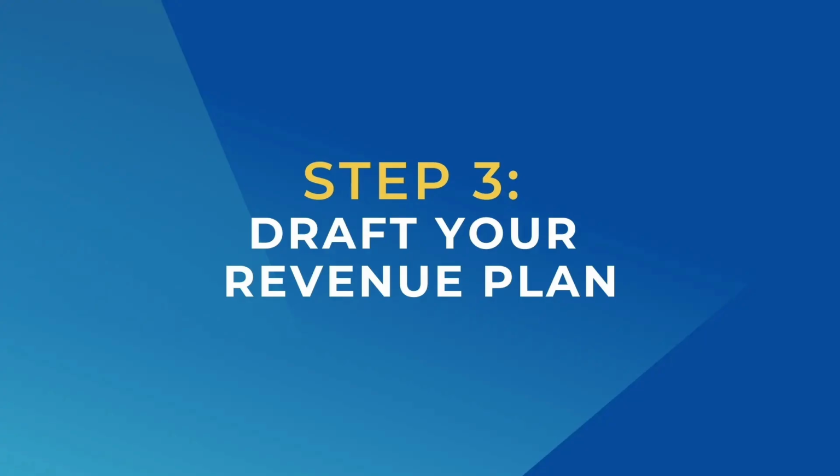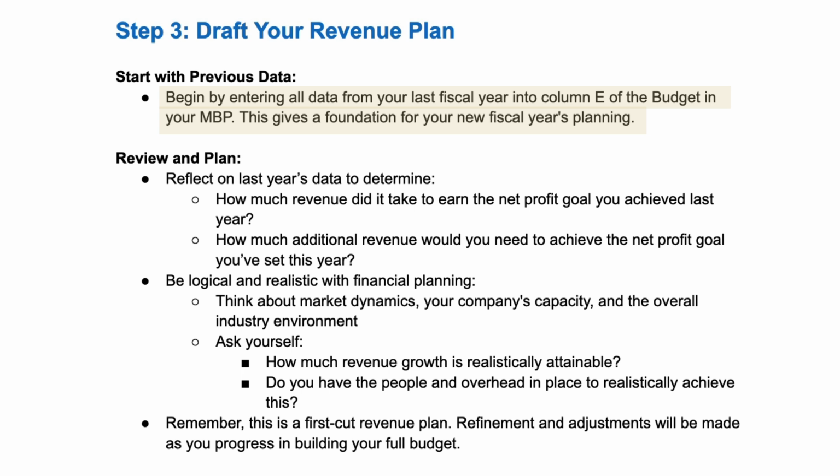Step 3 is to draft your revenue plan. We're going to begin by entering all the data from your last fiscal year into column E of the budget.